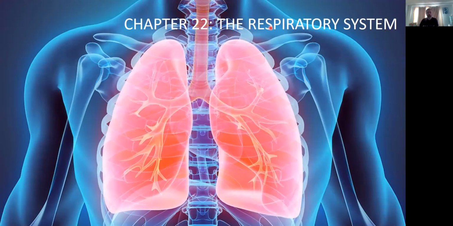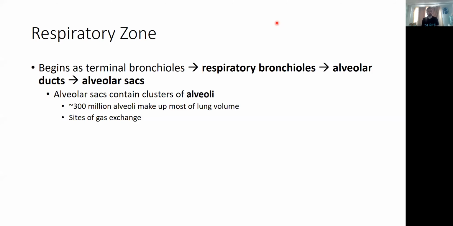We're here to finish up the second part of the anatomy of the respiratory system, and that means we're going to move from the conducting zone where we started before into the respiratory zone. Remember, we had just finished going all the way down through to the terminal bronchioles.